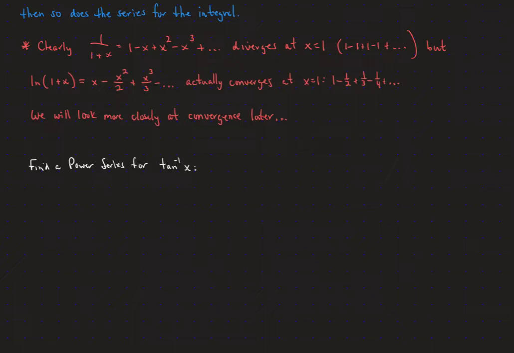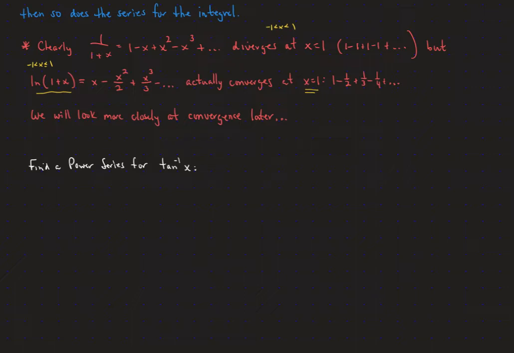So clearly 1 over 1 plus x diverges at the endpoints, because we know it's going to converge for the interval from -1 to 1, but if you plug in the endpoints 1 or -1, you're going to get something that diverges. So we know that it's going to diverge at the endpoints. And when we integrate both sides, we'll see that we gain a point. It's going to converge at that endpoint x equals 1. So the interval of convergence for that logarithm is going to be -1 to 1, but including the 1 at the end. That's something we're going to look at a whole lot more down the road.